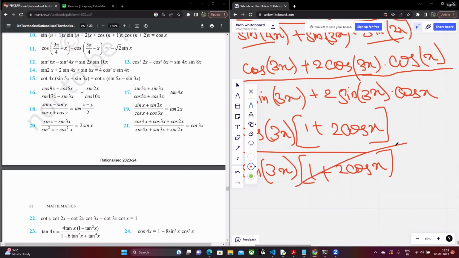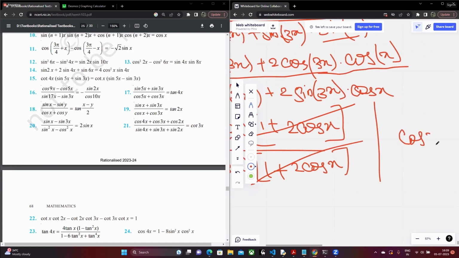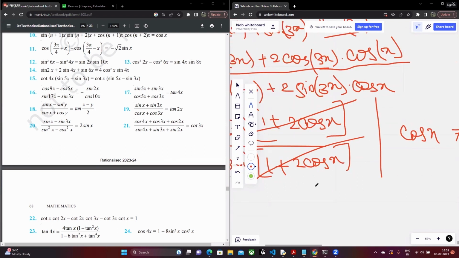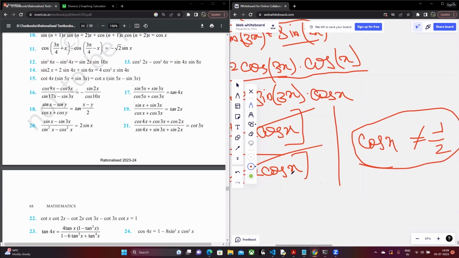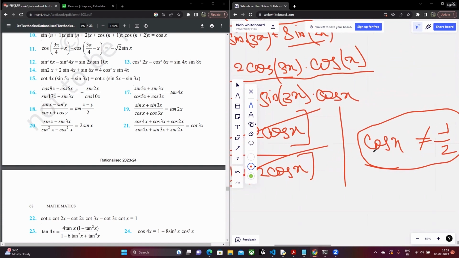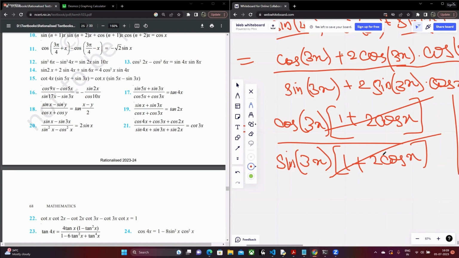Notice that this and this are the same. You can cancel it out, right? Provided that cos x is not equal to minus half. You can only cancel it out if the denominator is not 0. Remember that, right? So cos x should not be equal to minus half. If cos x is minus half, then you can't cancel it out. You get a 0 by 0 form, which is basically tending to infinity, which is not real, right?